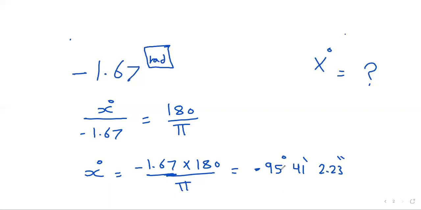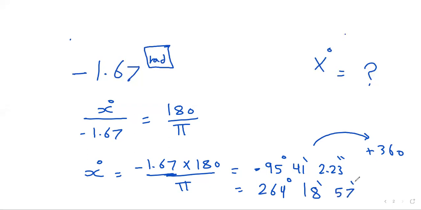Okay. If I want to find this angle with the positive measure, so you will add 360. It will be what? Add 360 and click comma. It will be 264 degrees. 264 degrees. Yes. 18 minutes, and 57.77 seconds. 57 seconds. Did you get it, all of you?